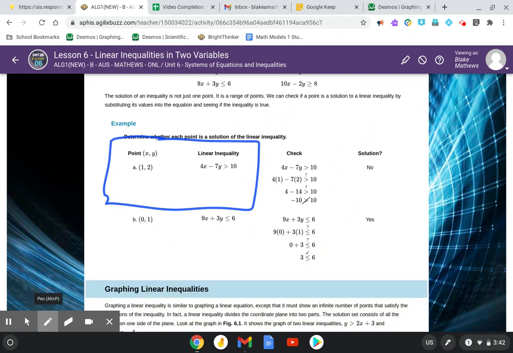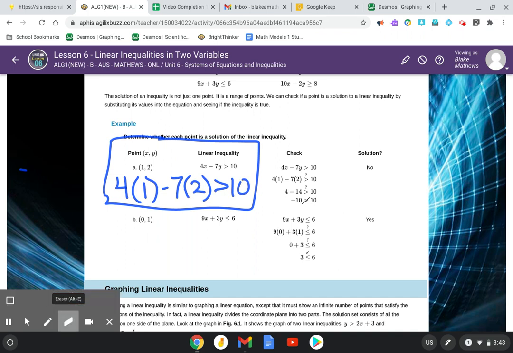Now, we could graph this linear inequality and then see if this point (1, 2) is a solution. In other words, is it in the shaded area? But we're going to practice doing this first by just doing it mathematically. So I'm going to take this expression 4x minus 7y, and wherever the x is, I'm going to put a 1, and wherever the y is, I'm going to put a 2. Four times 1 is 4. Minus 7 times 2 is 14. 4 minus 14 is negative 10.